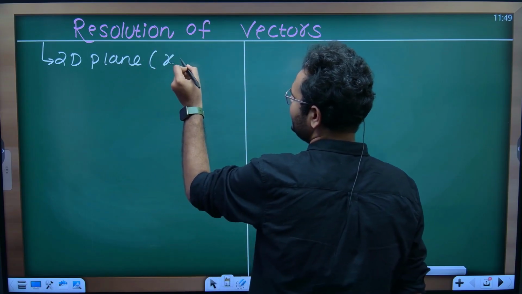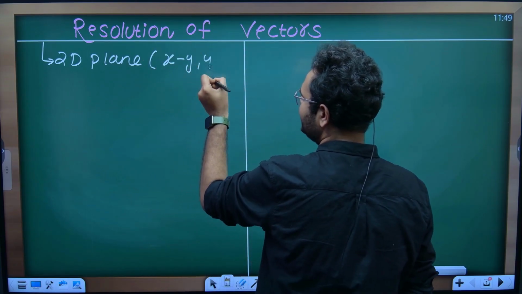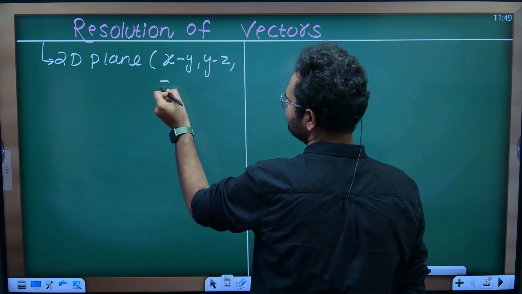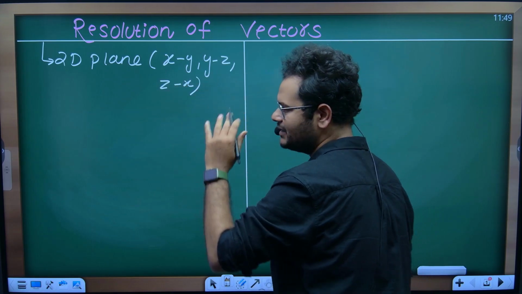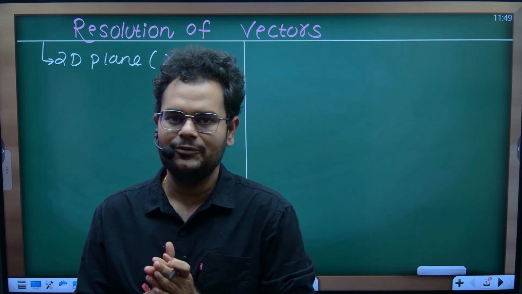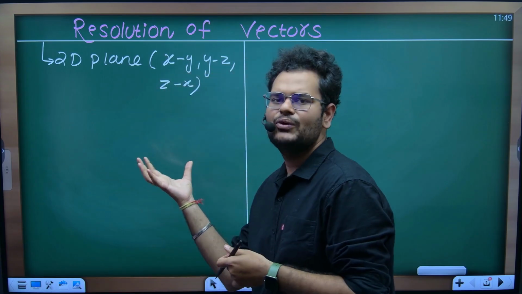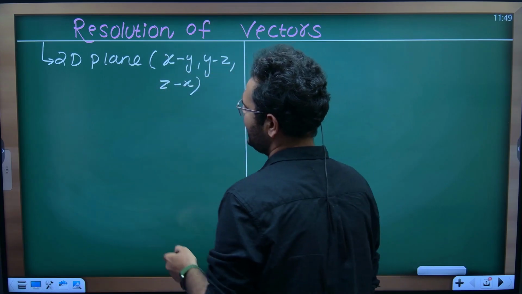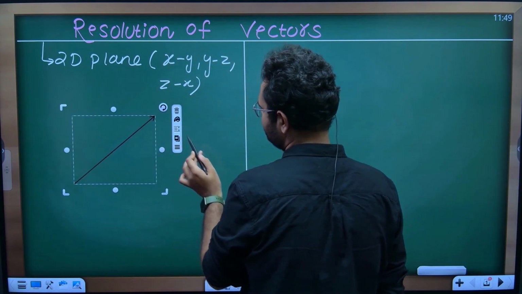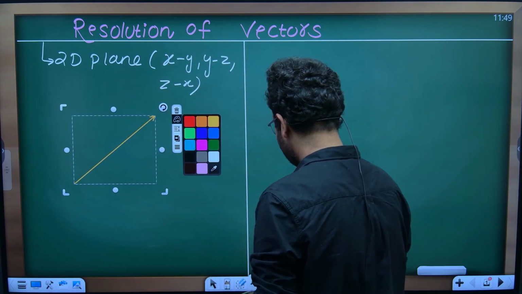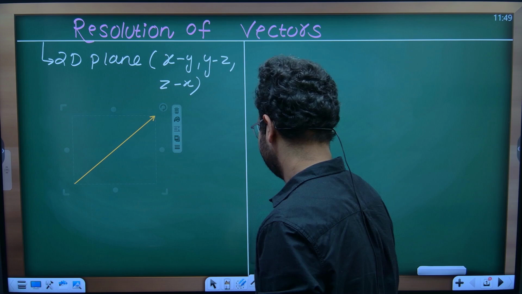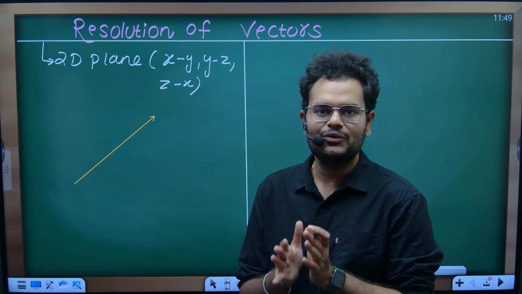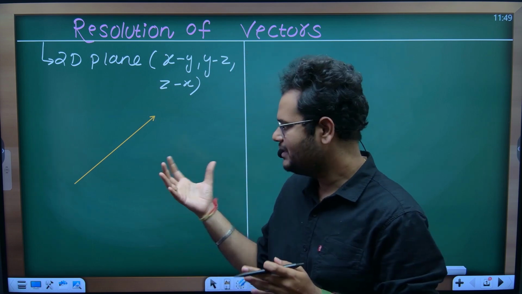2D is simply xy, yz, zx, or any plane for that matter. These are standard planes, any plane. For example, this board is in which plane? This is in the xy plane. Let us say I am drawing one vector. This is our vector. And I want to resolve this vector in 2 dimensions, particularly in x and y, because it is in the xy plane.